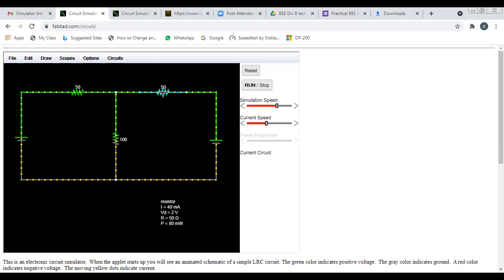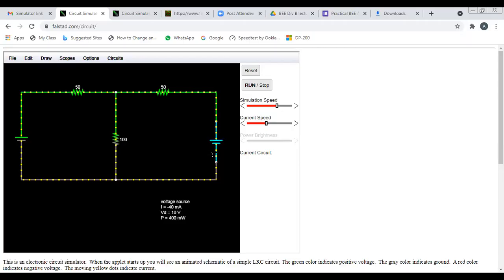For R2, is it displaying all parameters? Same current, voltage drop, resistance, power. For R3 also it is displaying all the values. Now you see this observation table. The circuit I just designed using this simulation software, how many sources does it have? 2, E1 and E2. Both are there.